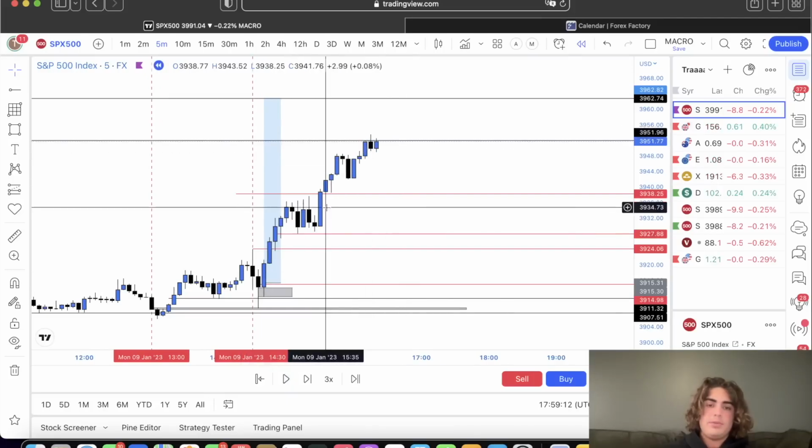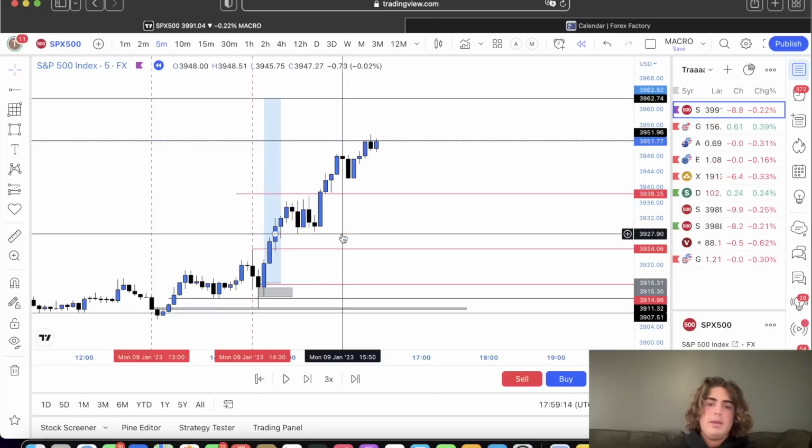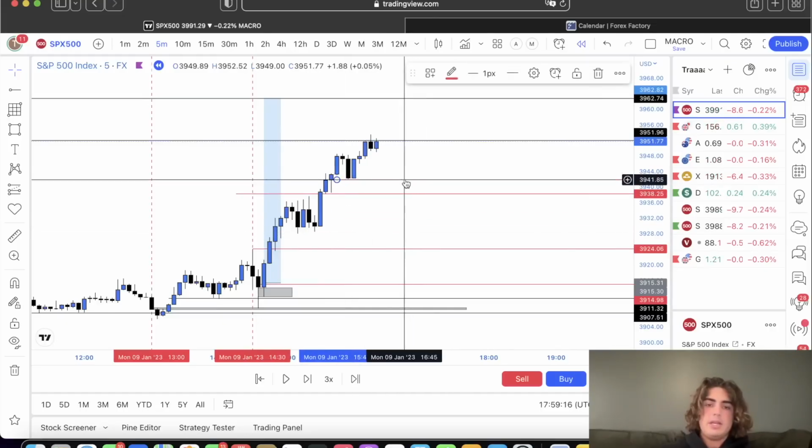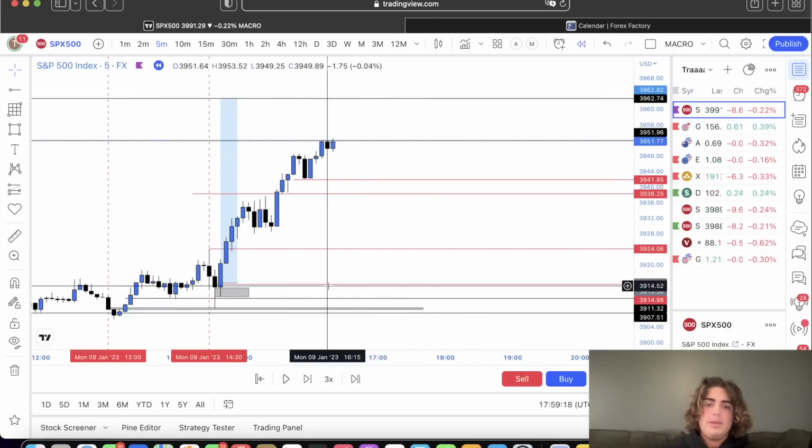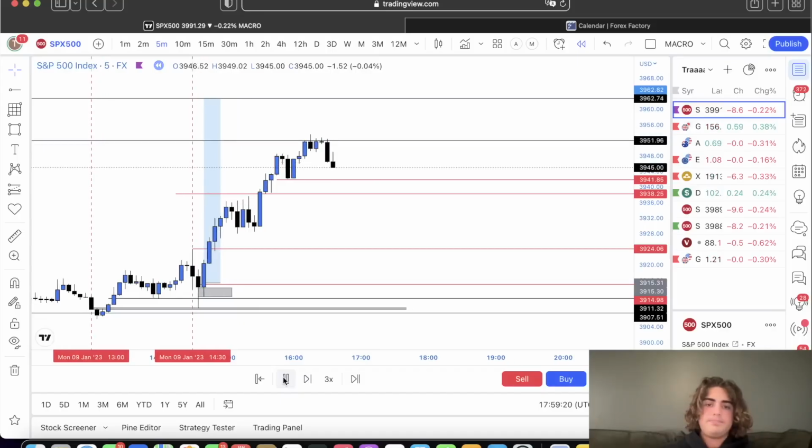Okay, boom, take profit 3 gets hit. We can go ahead and move our stop loss now right under here because we did close above here. All right, let's play it some more.